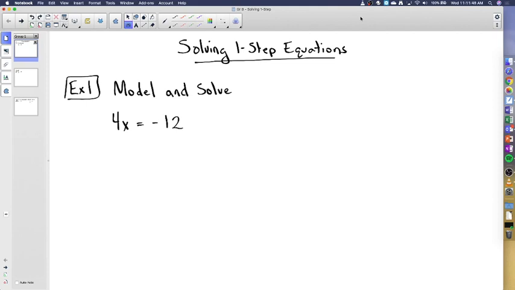So we're going to be solving some one-step equations where we're going to be modeling and solving what's going on. So I'm going to have you go through some of the modeling here using something we call algebra tiles, and we're going to be using these a lot more in grade 9. So I do want you to try and go through and practice this.